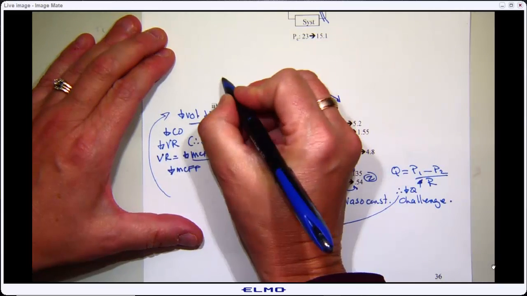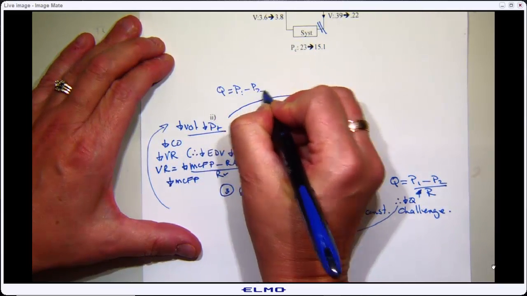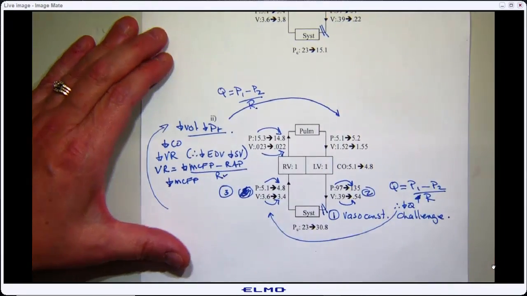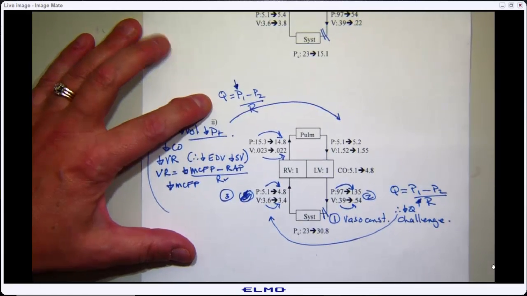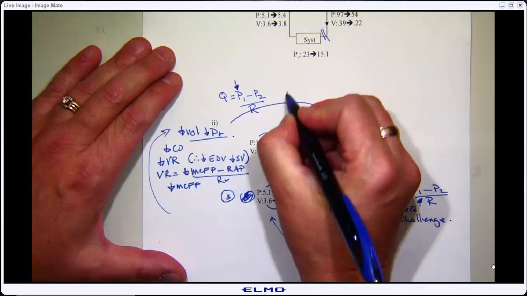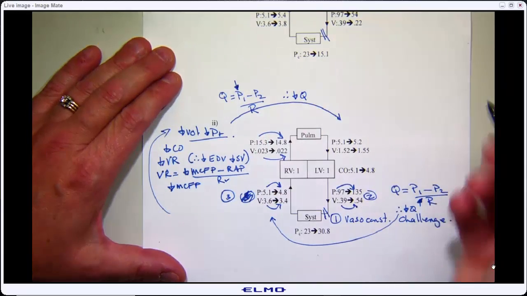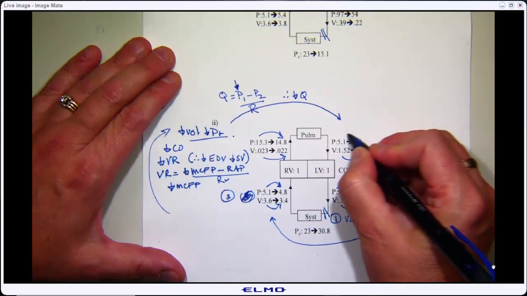So because of the flow equation, let's write it because I haven't seen it for a while. P1 minus P2 over... You talked about dropping P1. Brilliant. So now we've got a decrease in flow across the pulmonary system, which means there's going to be a decrease in volume and a decrease in pressure.